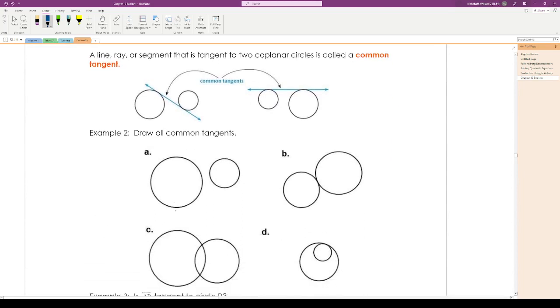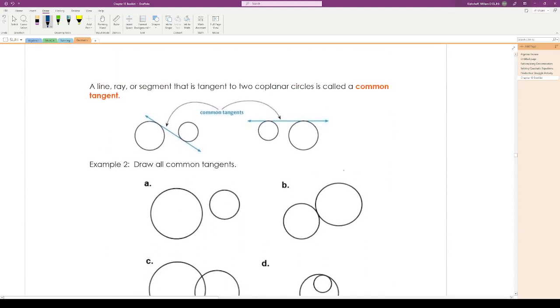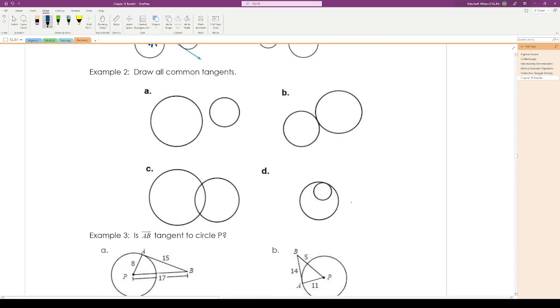Okay, a line, ray, or segment that is tangent to two coplanar circles is a common tangent. So if you see the phrase common tangent, that just means that that object, that line or segment, is tangent to multiple circles. They'll usually tell us which ones. So they would say it's a common tangent of circle A and circle B would be this line. So here they want us to draw all the common tangents.